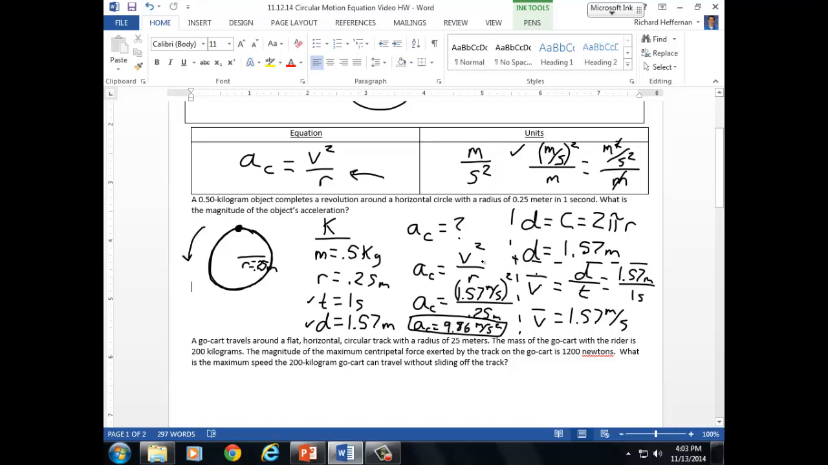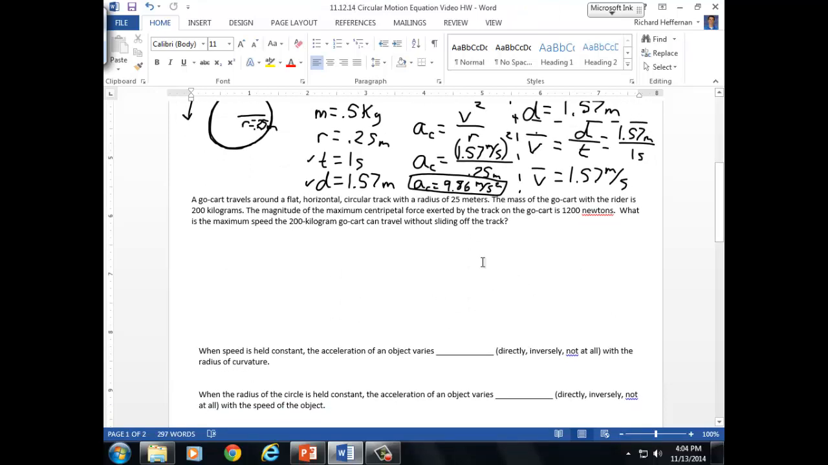Now, some of you might have heard the term 1 g-force. 1 g-force is just an acceleration that's equal to 9.8 meters per second squared, or an acceleration equal to 1 times the acceleration due to gravity. So this object that's completing a revolution around the circle would be experiencing a little bit more than 1 g-force as it goes around the circle. All right, first problem down. Let's get to the next one.